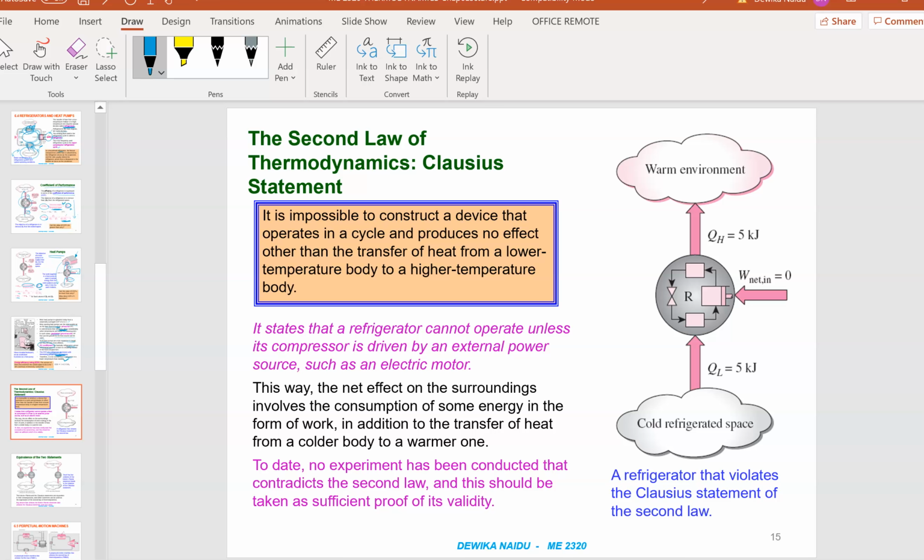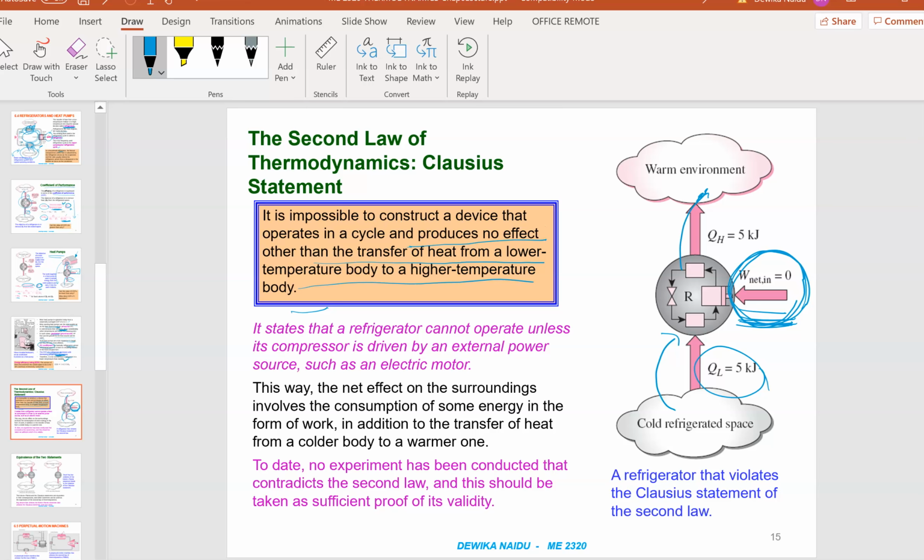Okay. Now let's look at the Clausius statement. What did Clausius say? It is impossible to construct a device that operates in a cycle and produces no effect other than the transfer of heat from a lower temperature body to a higher temperature body. Example: without electricity, or without a work net in, you cannot take heat from a cold environment and push it to the warmer environment. You cannot. You need something which comes from outside. Okay, that's what he's trying to say.